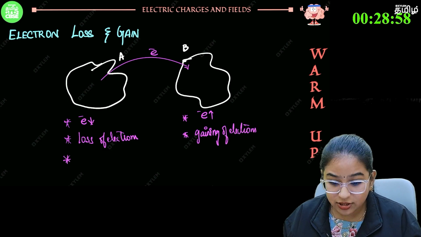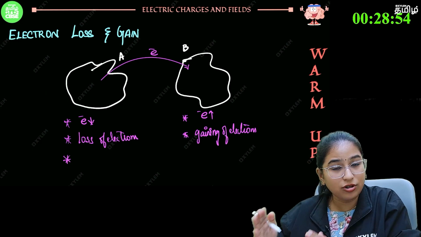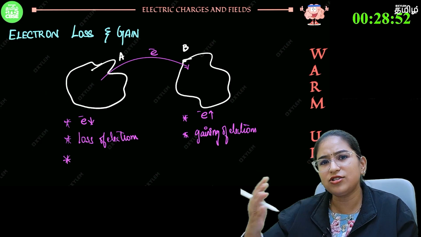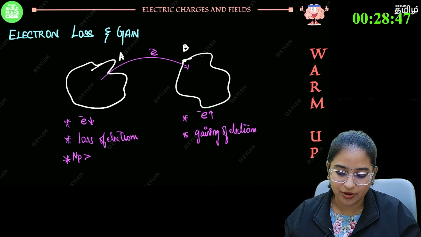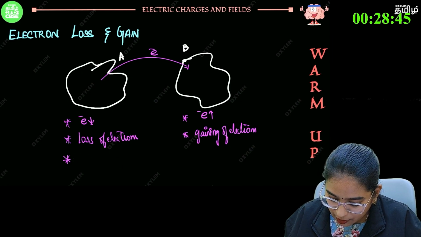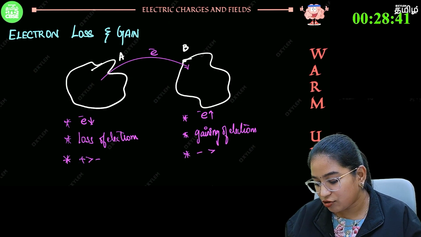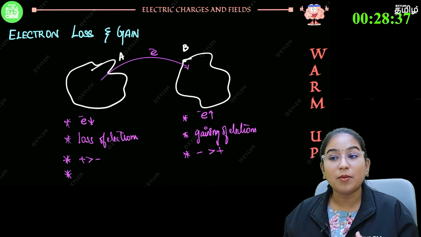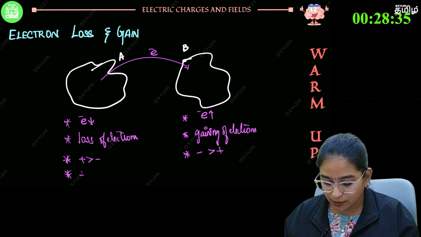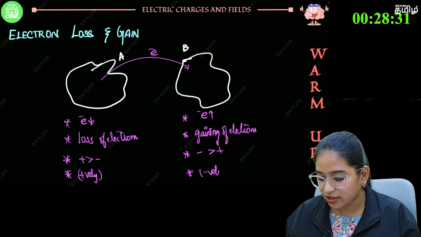The most important point is, in this body A, if some of the electrons are transferred out, then your protons will be in higher number. So your positive charges will be in higher numbers than your negative charges. Here your electrons will be in higher numbers than the positive charges. So this object now becomes a positively charged body, and this becomes a negatively charged body.